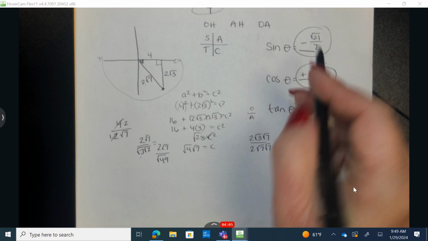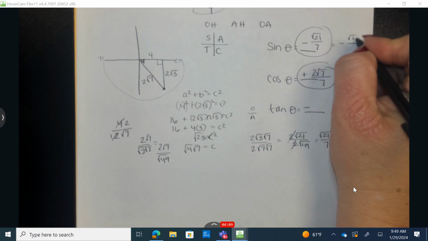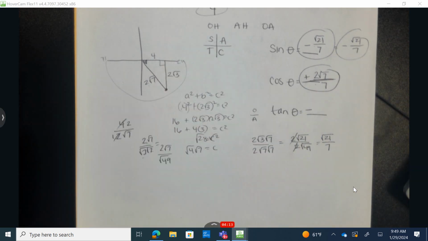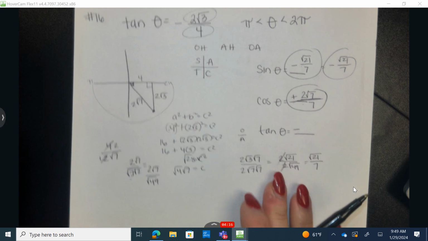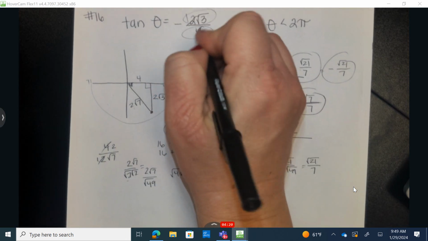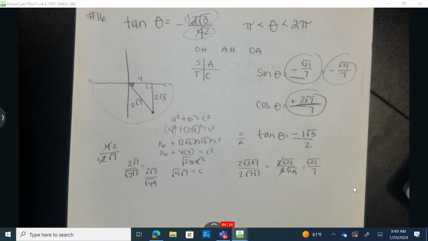All right. And I probably should have written this, maybe confuse the students. I probably should have written this negative square root of 21 over 7. Now tangent, we're already provided tangent up above, but it's just not in fully reduced form. So I can reduce this right now. 2 over 4 reduces to 1 over 2, and I have negative 1 square root of 3 over 2. It's not even necessary to have a 1 there.